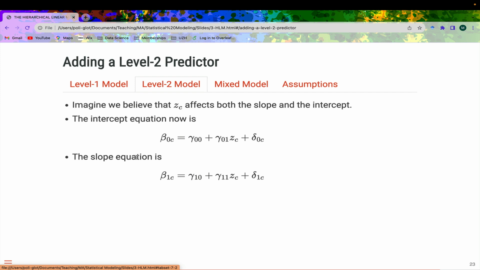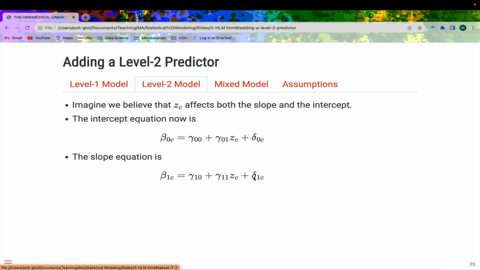And we have a slope equation where beta 1 C equals gamma 1 0 plus gamma 1 1 ZC plus delta 1 C. So ZC accounts for some of the variation in the slopes, but there is potentially some unexplained portion that is delta 1 C.